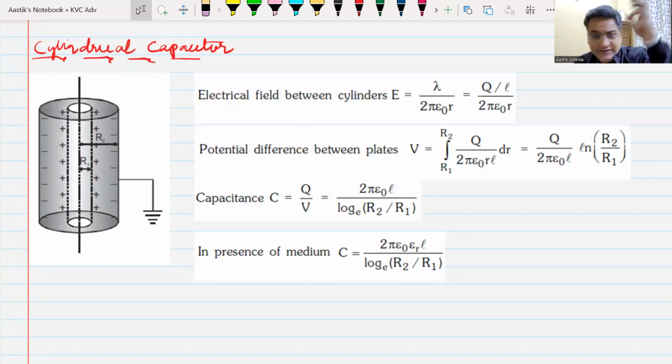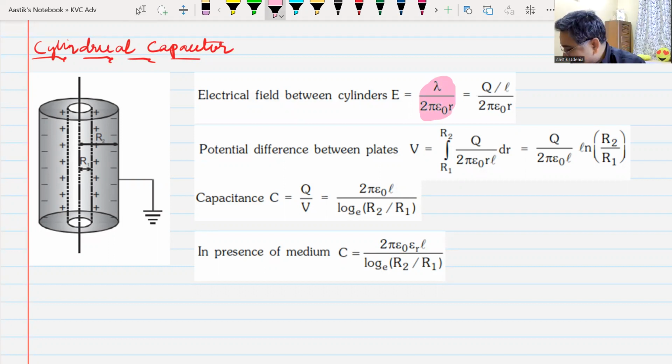Cylindrical capacitor. It basically consists of two hollow cylinders of very large length. The electric field between them, we have already seen the formula, lambda by 2 pi epsilon naught. Remember that Gauss law thing? Yes, sir. From there, you can find out the potential difference. So you can note down this formula as the potential difference between two cylinders, one above the other.